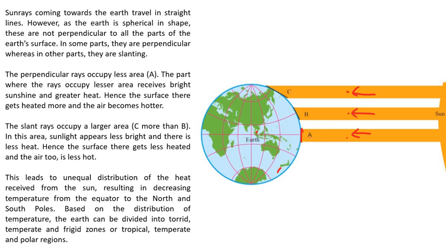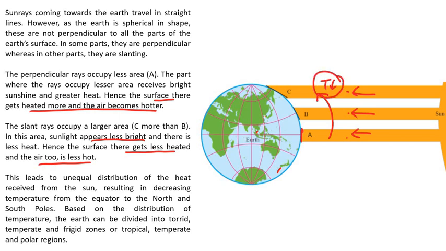But here the heat content will be falling on a place which has smaller area. So what will happen? Here the surface will get heated more and the air becomes hotter. Whereas in the slanting area, you see, the sunlight appears less bright because the same heat is being distributed over a large area, and so the surface there gets less heated and the air is also less hot. As a result, we have a distribution of temperature. So as if from here to here the temperature slowly decreases.